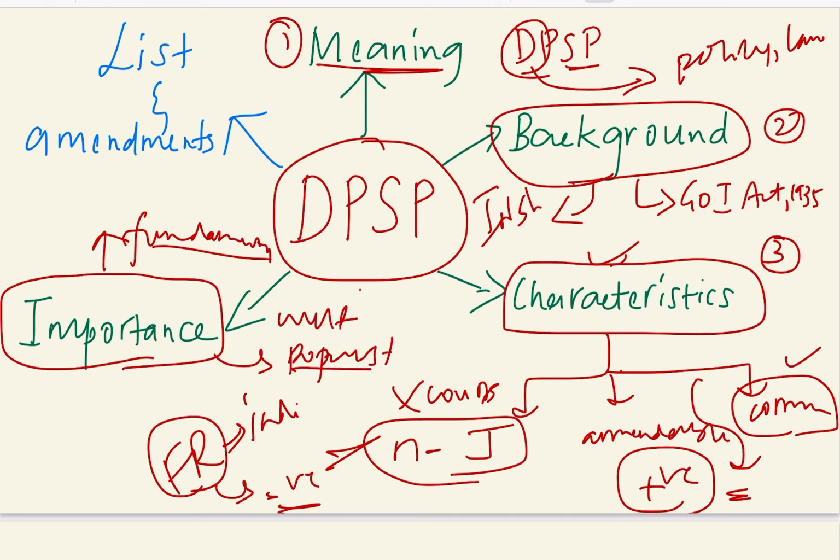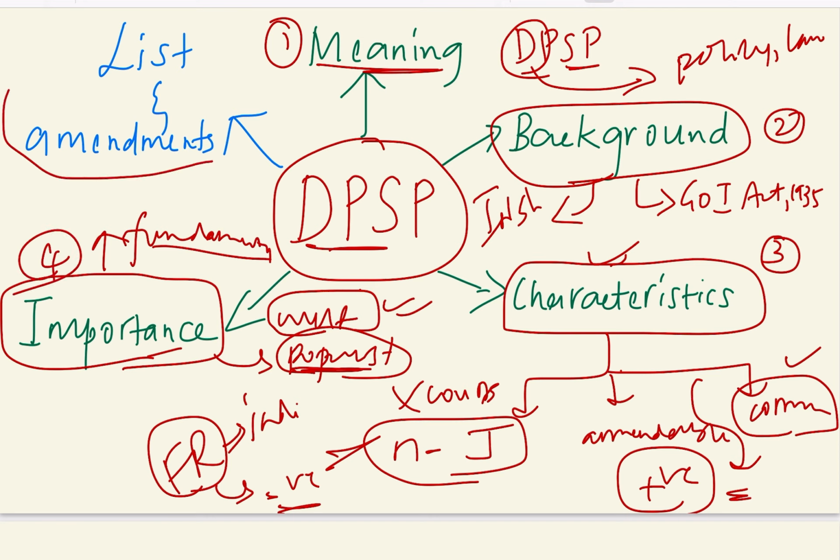The schemes which are more to gain votes are populist schemes. Whereas the schemes which truly aim at bringing the welfare of people are the welfare schemes. So whether the government is bringing welfare schemes or populist schemes, the performance of the government is measured based on this DPSP. So that is the importance of DPSP. We had already covered all these four topics in our previous video lecture. Now we shall start with the list of DPSP.